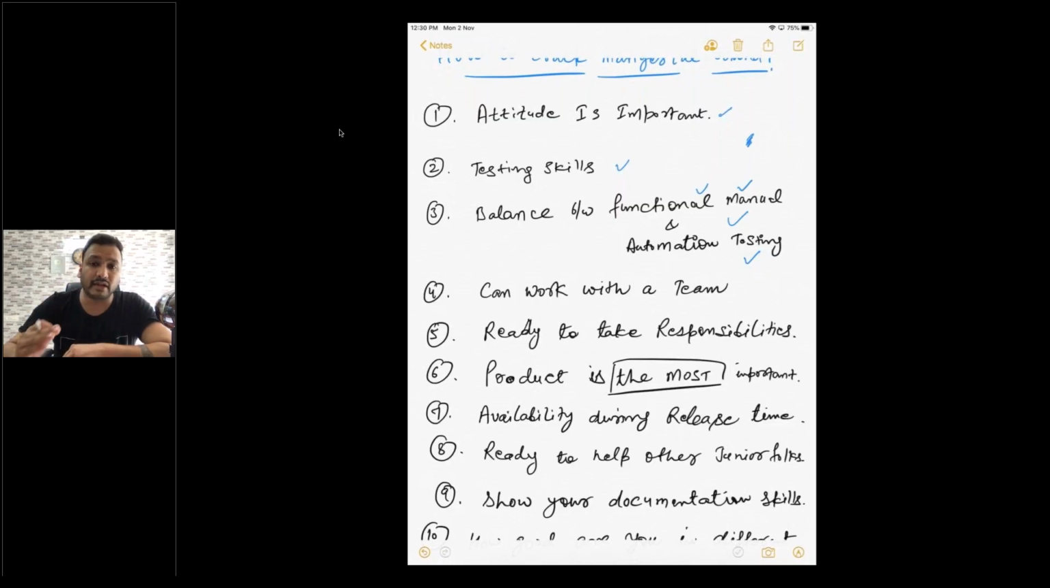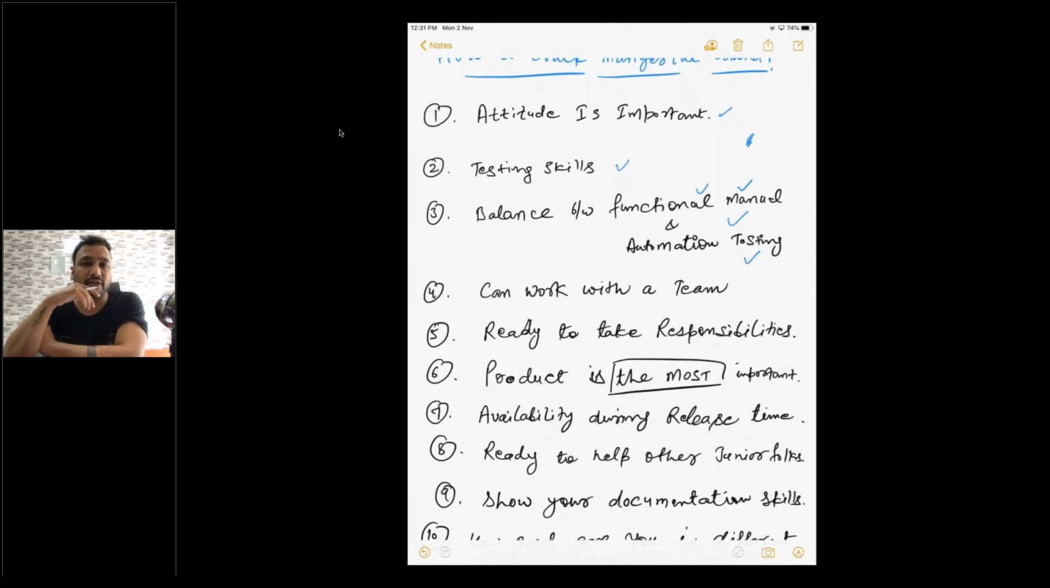Same thing, let's see, a VP is not bothered about how good you are in your Selenium skill or Java or automation or API. He is looking at whether, if I'm giving 10 lakhs or 15 lakhs package to this guy, that should be justified, right? Because the money is coming from their budget, from their account budget. So they will take care of all these things very importantly. So please make sure that you are following these things.